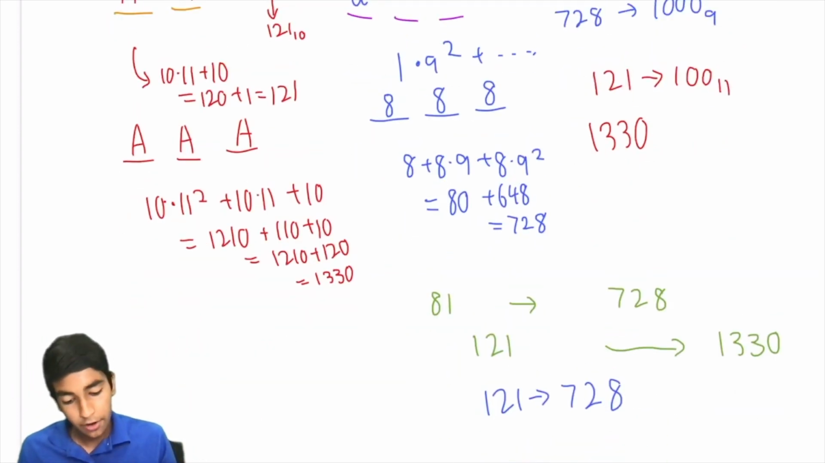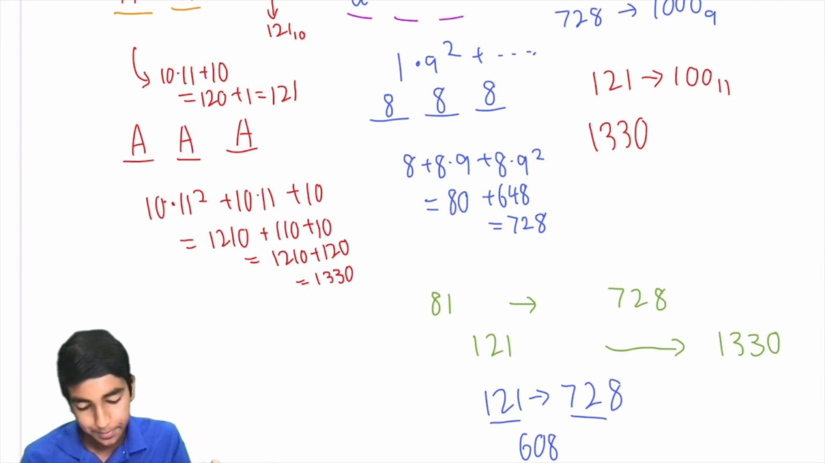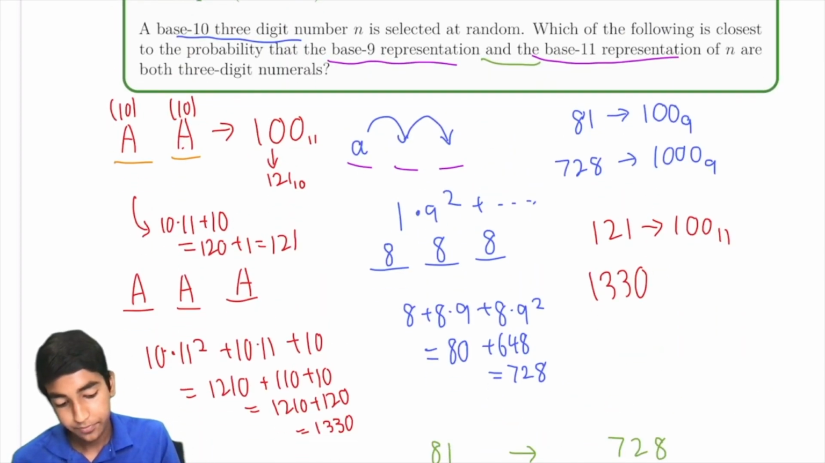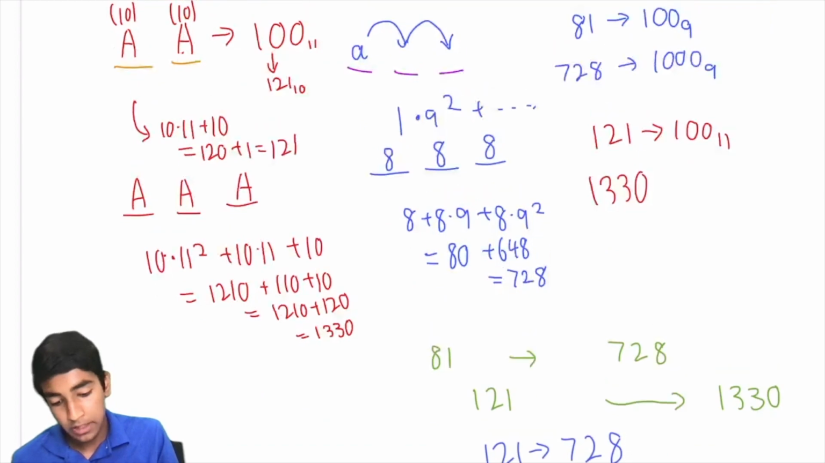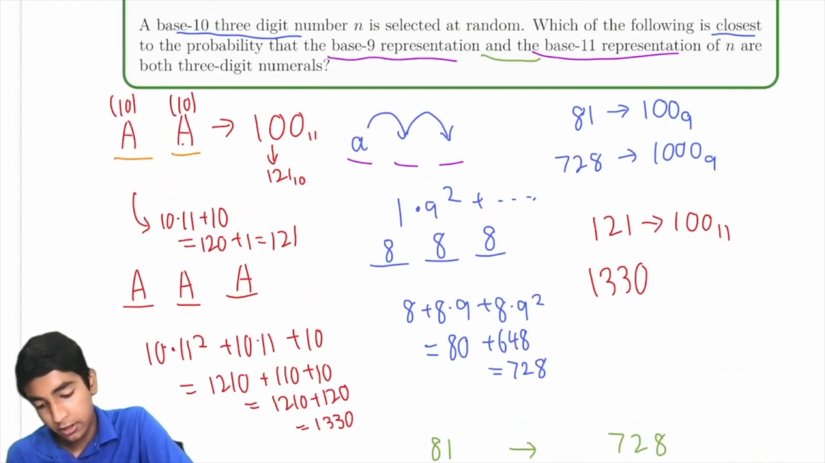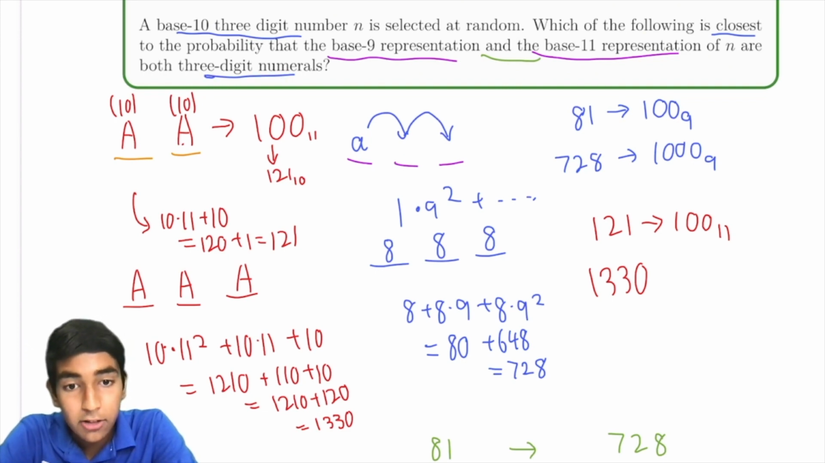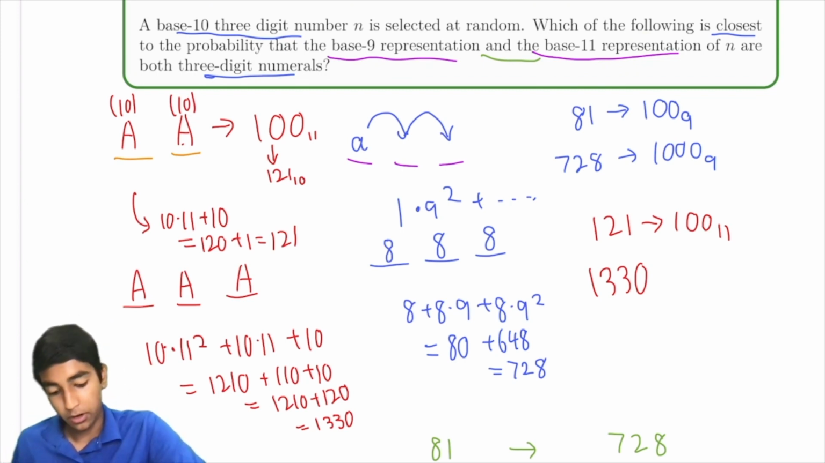How many such numbers are there? There's 608 numbers. 728 minus 121 plus 1. 608. And so what is the closest to the probability that n are both 3-digit numerals? Well, that will just be 608 divided by the number of 3-digit numerals. How many 3-digit numerals are possible? Well, there's just going to be 900 3-digit numerals.